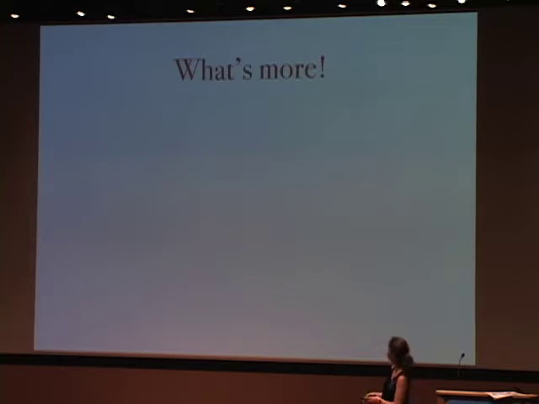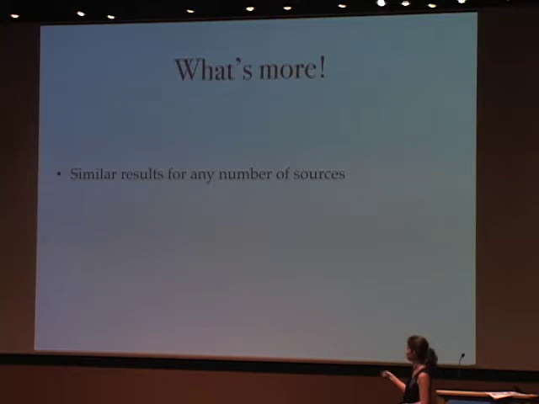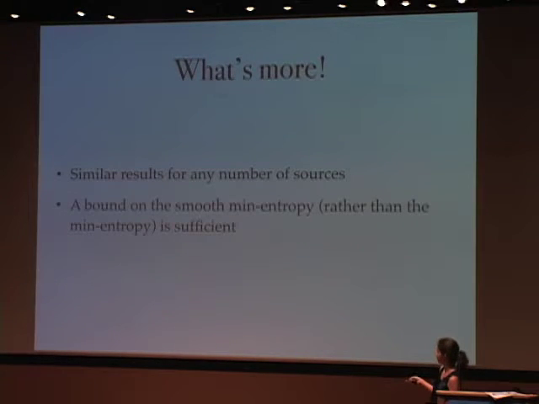So what's more, apart from proving that all of the extractors remain secure in this model, we basically prove similar results for any number of sources. So not only two-source extractors, but any number of sources. Apart from this, we also show that a bound on the smooth min entropy rather than the min entropy is sufficient. Okay, so this is a weaker condition. So you don't need to show that you have a bound on the min entropy, but on the smooth min entropy, and this is sufficient to apply the extractor.